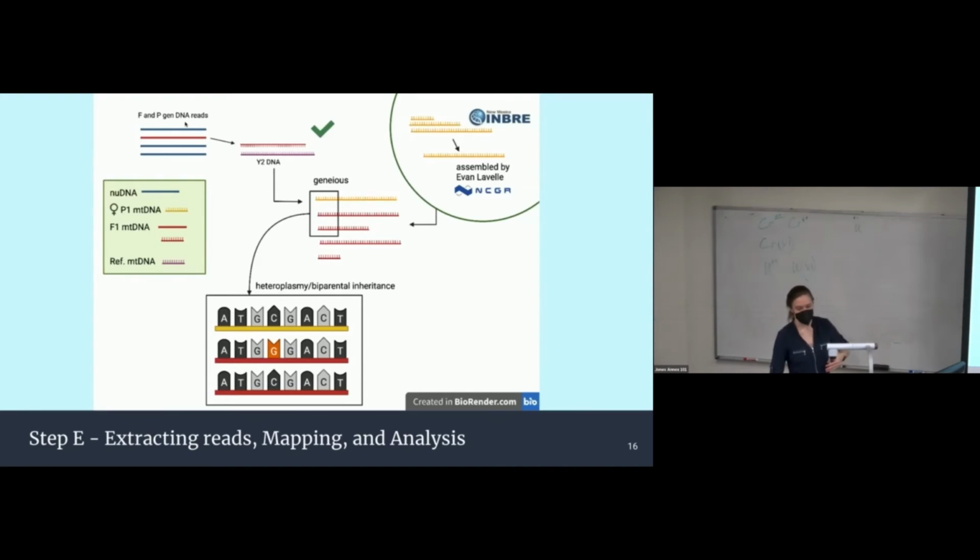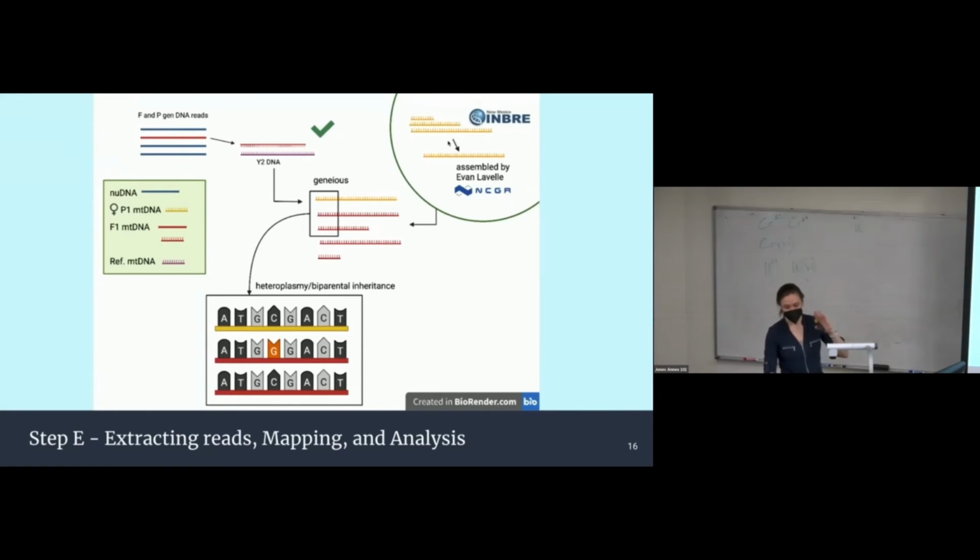But basically, we read through, and we have our F and our P generation DNA reads, right? Mom and kid. And then we're comparing them to the mitochondrial genome that we have, the reference mitochondrial genome. And that way we can separate any nuclear reads that manage to get through our enrichment.